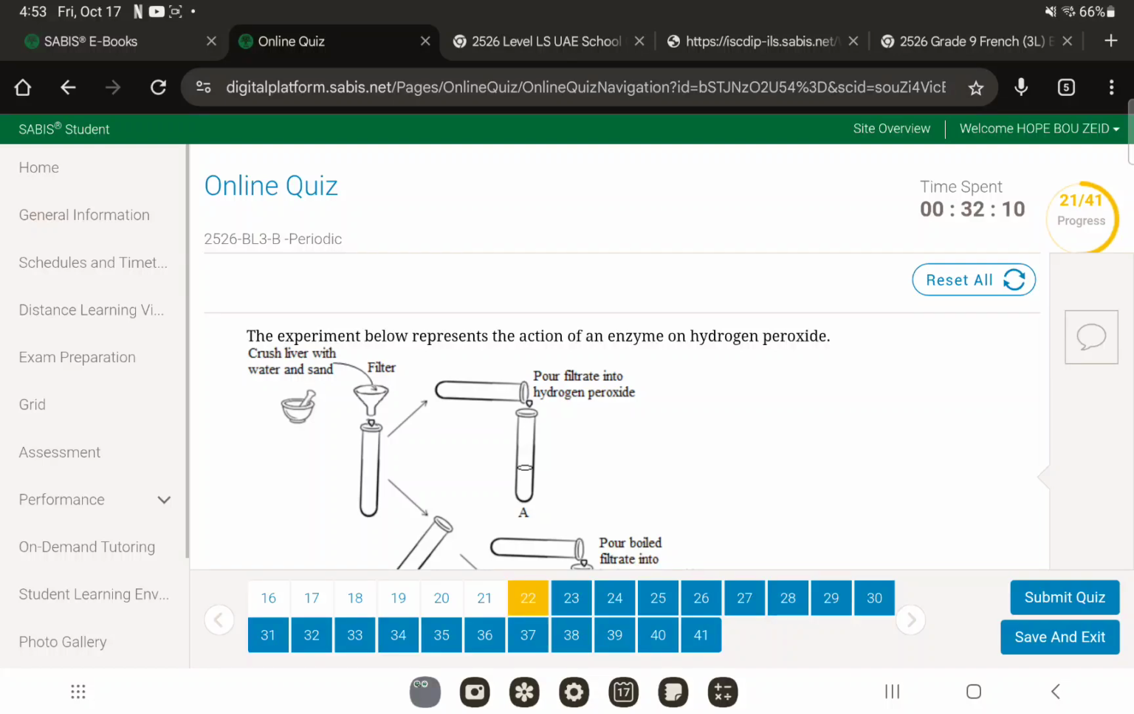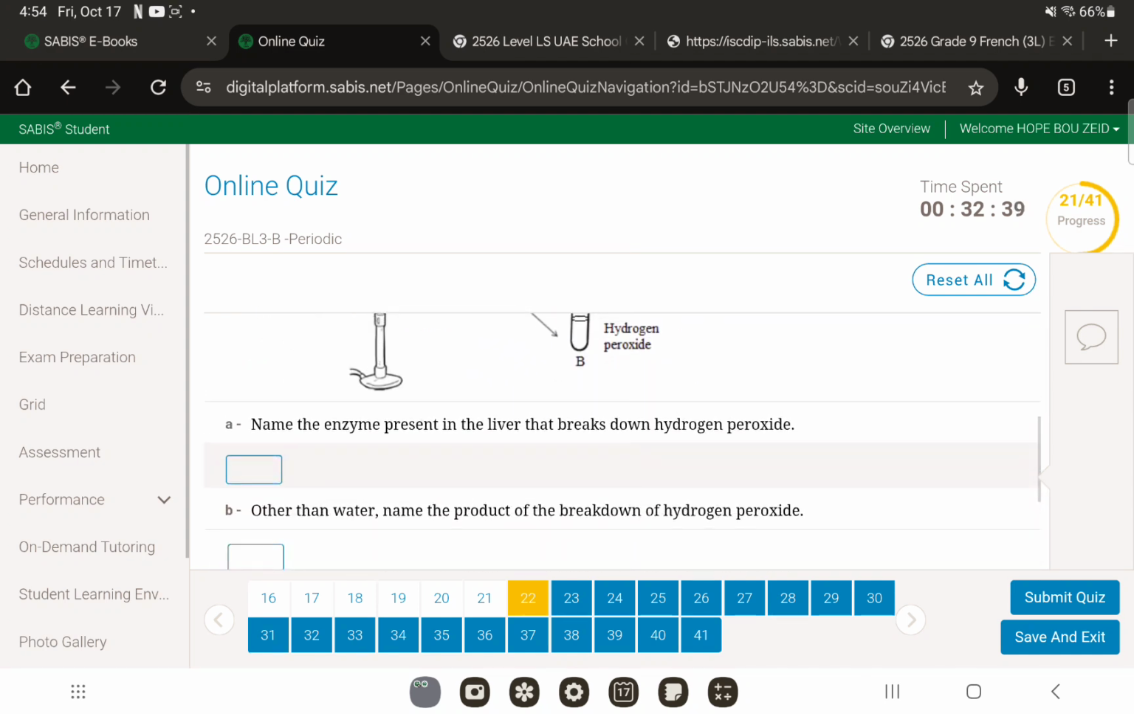The experiment below represents the action of an enzyme on hydrogen peroxide. I think it was question 18 or something. It was like a question from a long time ago. But the point is, like a question before, this is an experiment that is in 3.4. Definitely recommend looking over them again. They're very important, and they will definitely come up in the actual exam.